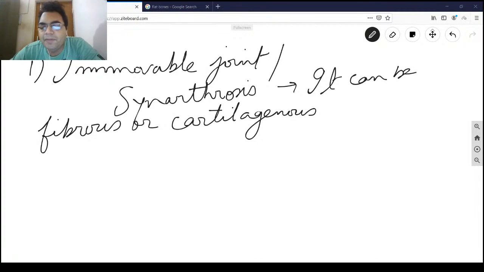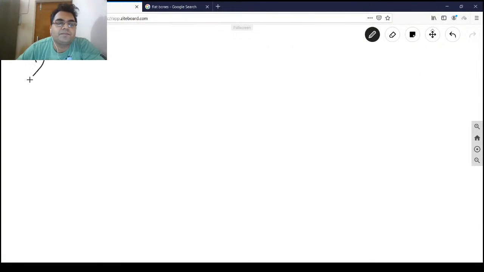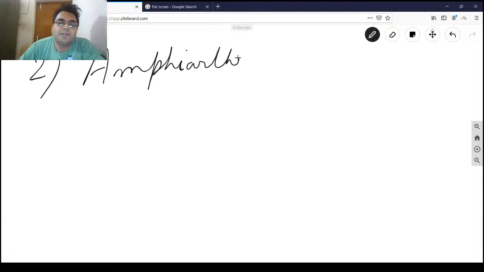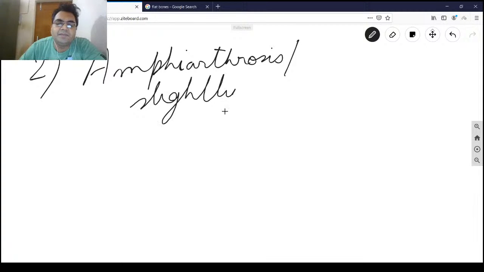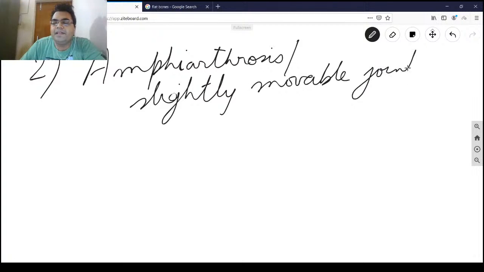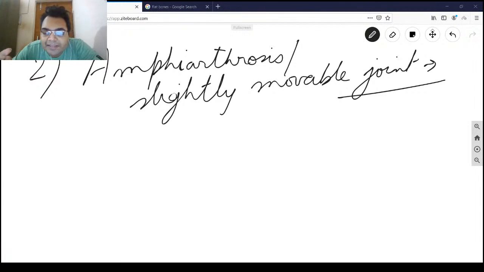Number 2 is slightly movable joint, known as amphiarthrosis. What does this mean? This means that this is a specific type of movement. Amphi means both sides, so it moves to both sides.